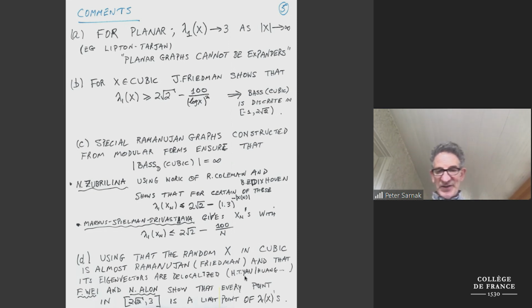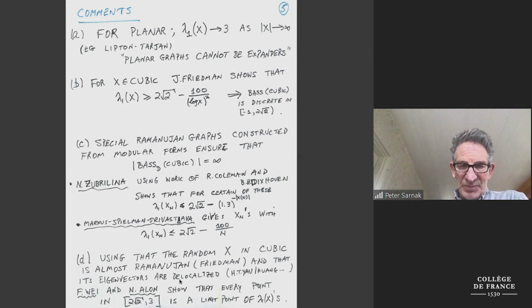And the fact that the eigenvectors are delocalized allows them, this is where Fan and Noga start, to start with such a thing and then make a few little moves which don't change the eigenvalues except the one you want to move near any limit point, which is bigger than 2 root 2 and between 2 root 2 and 3. So they posted their paper recently and you can find the proof.